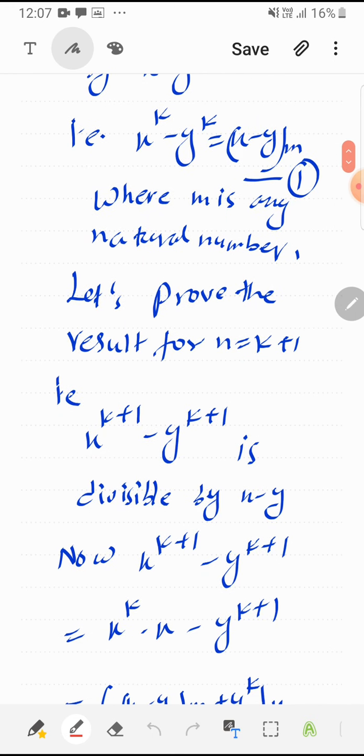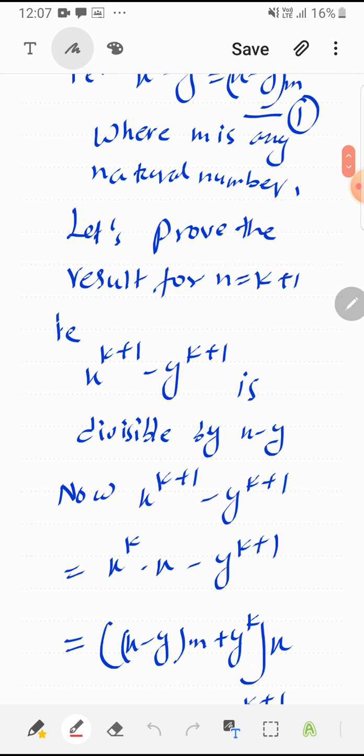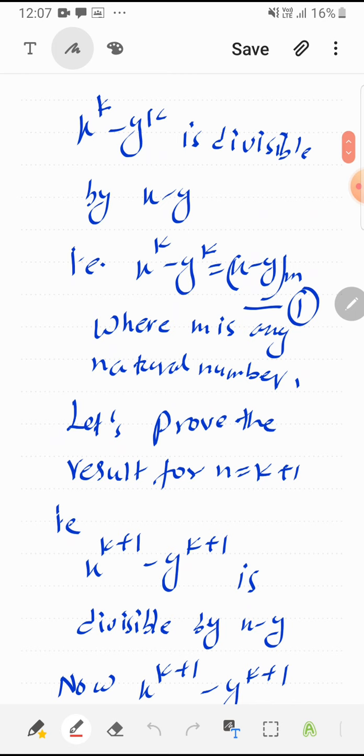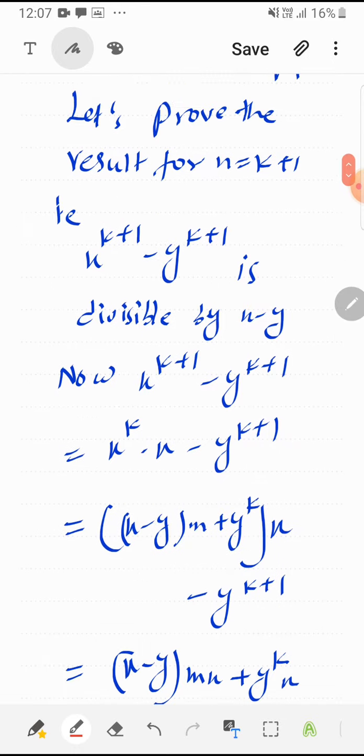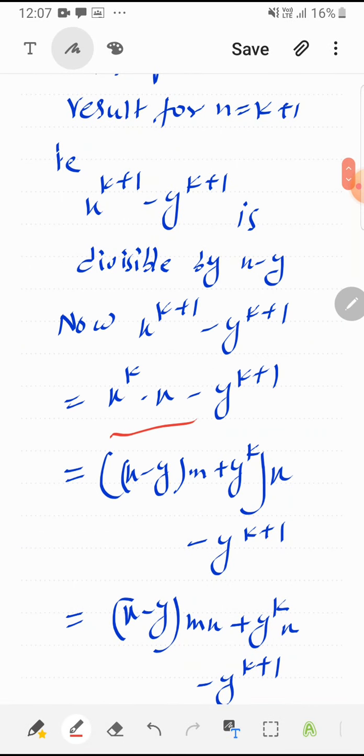Now let us start from this expression, x raised to the power k plus 1 minus y raised to the power k plus 1, where x raised to the power k plus 1 can be written as x raised to the power k into x by law of exponent. Now from equation number 1, I am putting the value of x raised to the power k by shifting this to the right hand side. So I am putting this value here so that this is multiplied with x.